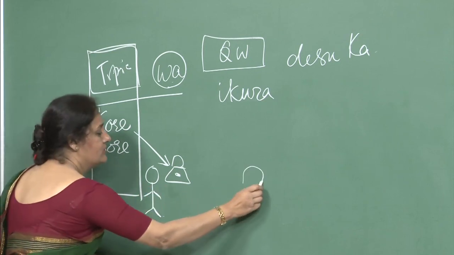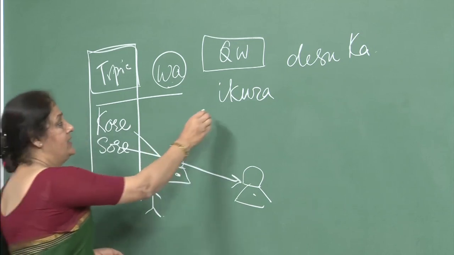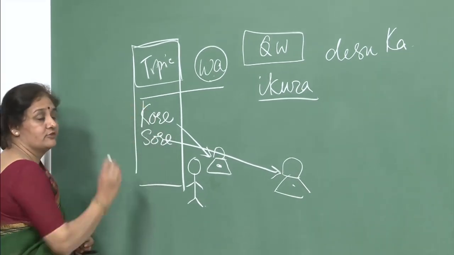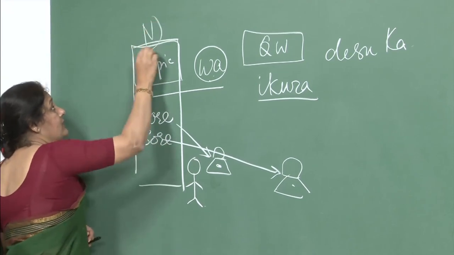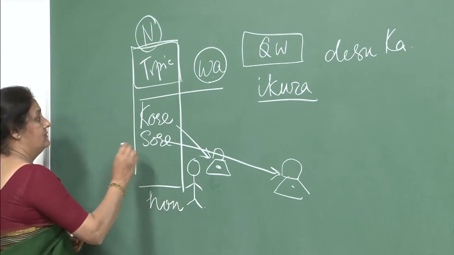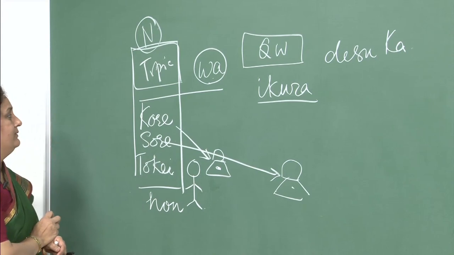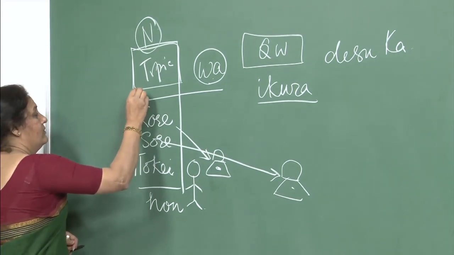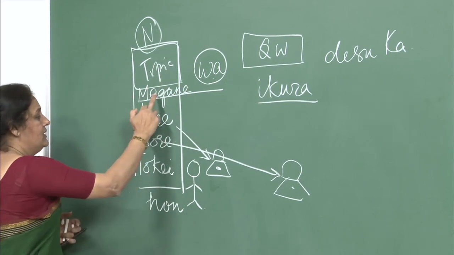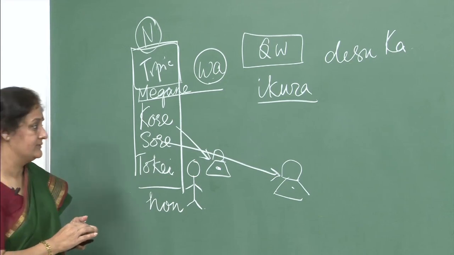Or something over there, sore wa ikura desu ka? So, ikura is how much? Also, instead of kore, you can also put a noun over here. Hon wa ikura desu ka? Tokei wa ikura desu ka? Megane wa ikura desu ka? So you could replace kore, sore with megane, tokei, hon. Actually name the object and then ask the price.